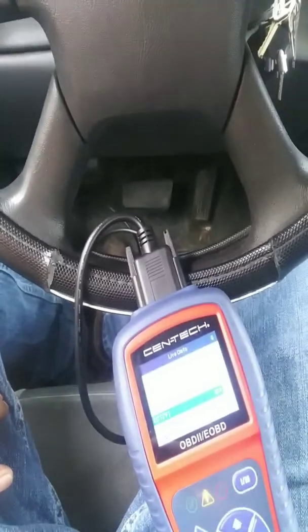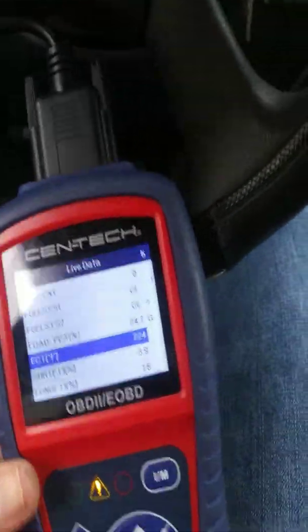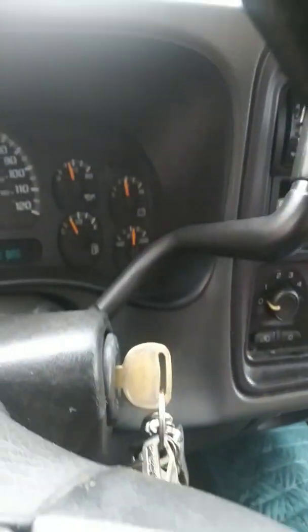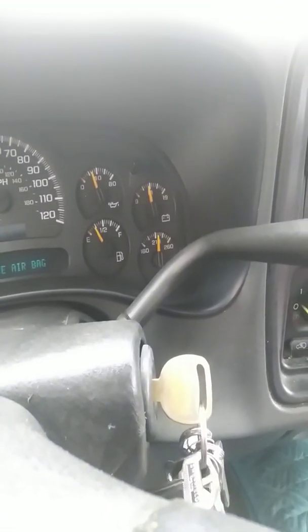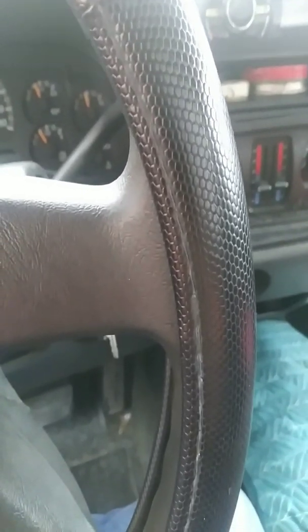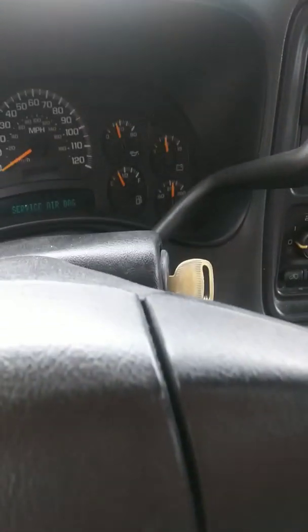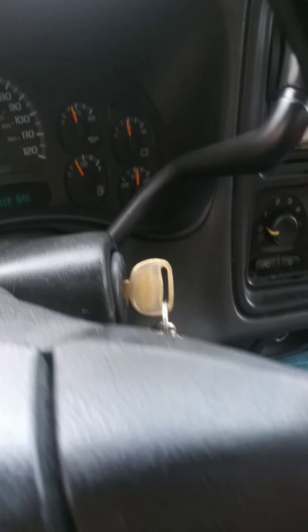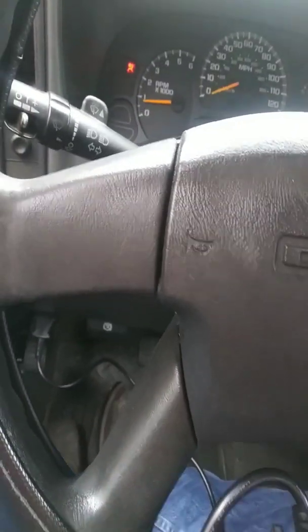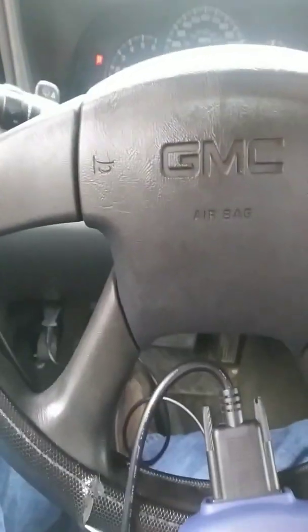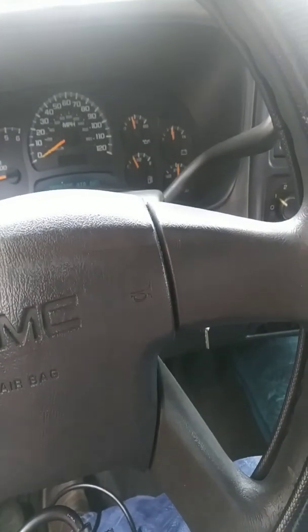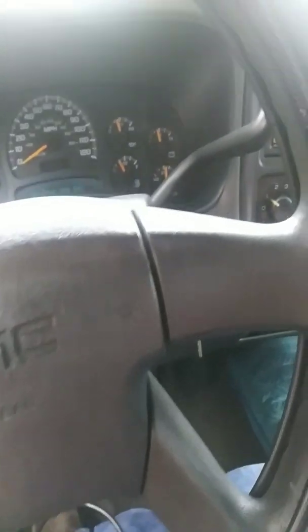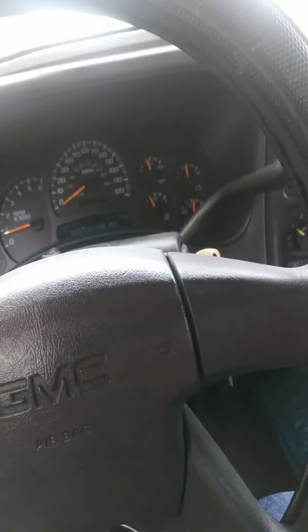So I have my OBD2 hooked up. Reason why is because my temp gauge on the dashboard wasn't reading properly, and right now it's at 224 degrees and my fans haven't kicked on. So there might be an imminent issue with that. I did replace the temp sensor.